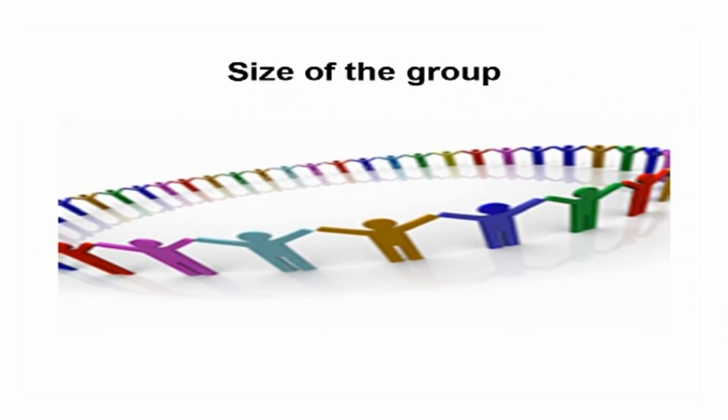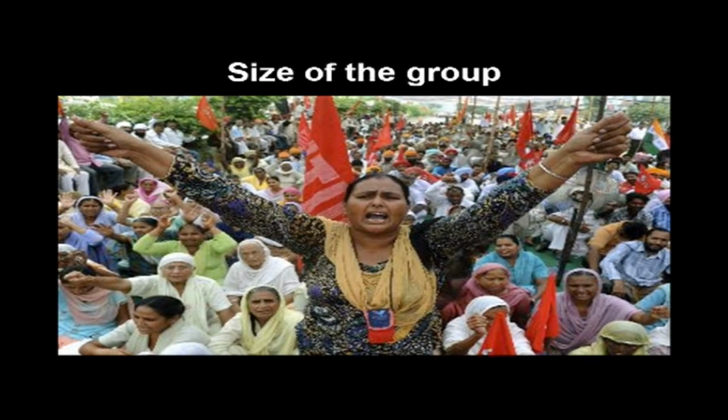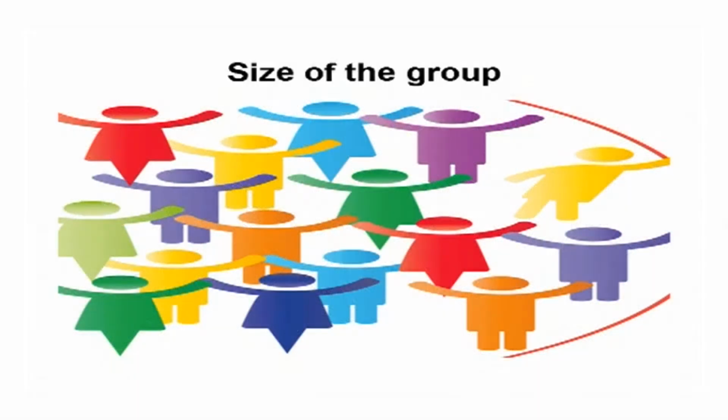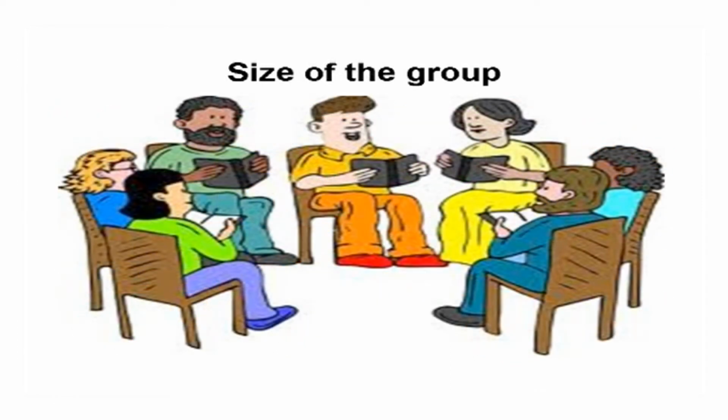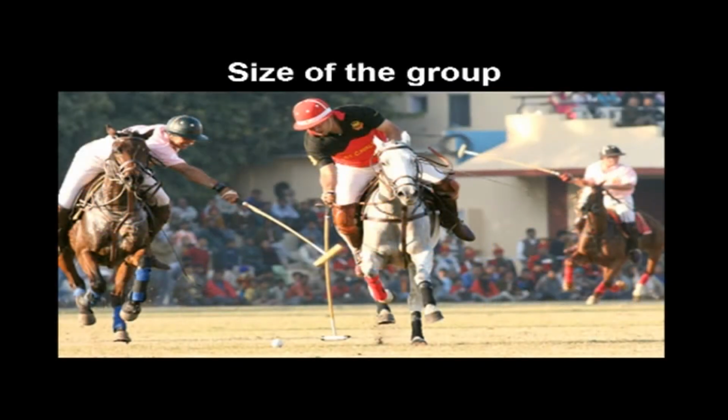Characteristic features of secondary groups. 1. Size of the group. Secondary groups are relatively larger in size. Trade unions, associations and clubs are bigger in size because the membership is decided by the interests of the people. Anyone with the same interest could become a member, and hence its size is larger.